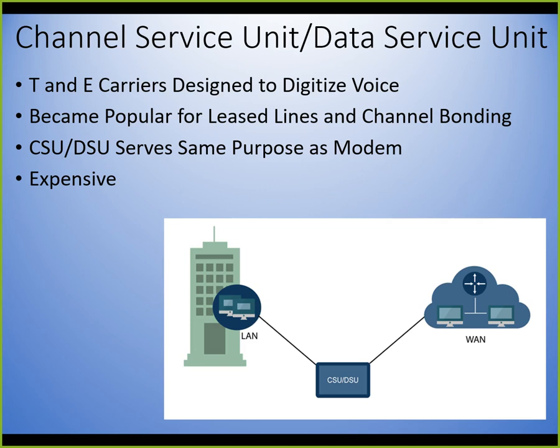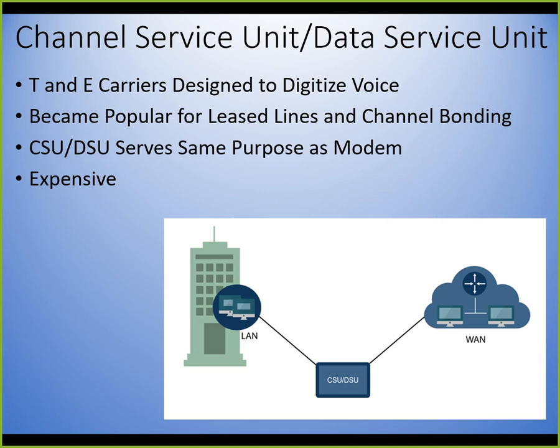The T lines were originally designed to digitize voice, but they became popular for leased line channel bonding, bonding the 64K channels together to give us a high-speed internet connection. High speed at the time, 1.544 meg, not so high now. The advantage to a leased line is it is going to be symmetric. You're going to have the same up and the same down. So your web server is going to be able to respond to people coming into it with the same speed.